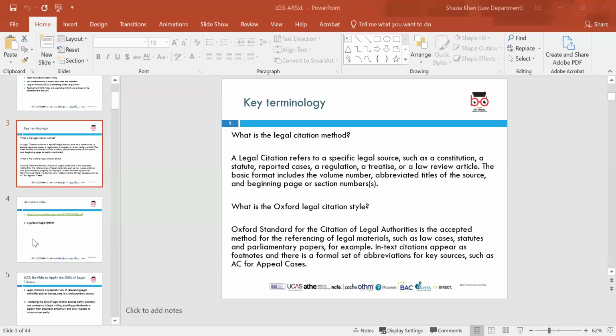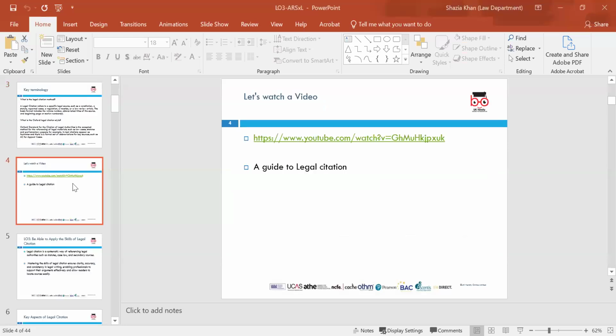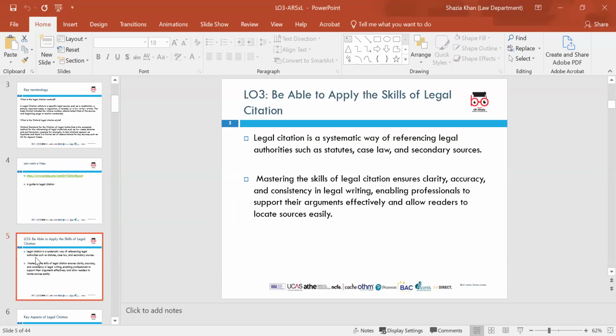So there's a video there that looks at a guide to legal citation that you can have a look at in your own time. It's quite interesting because it looks at the elements of how to cite legal cases. So in being able to apply the skills in legal citation, the ability to apply legal citation skills is important for legal research and writing. It demonstrates attention to detail and thoroughness, which are essential qualities in legal practice.